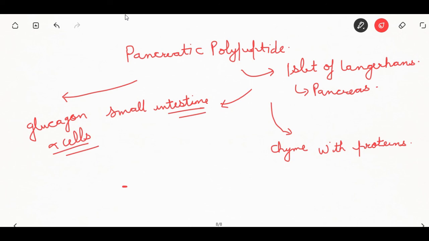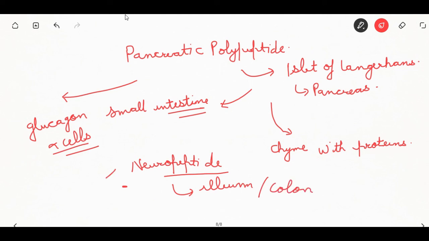Other is neuropeptide. It is secreted by the enteric nerve endings in the ileum and colon. It is also secreted in the medulla. It causes an increase in blood flow in the enteric blood vessels and stimulates increased food intake.